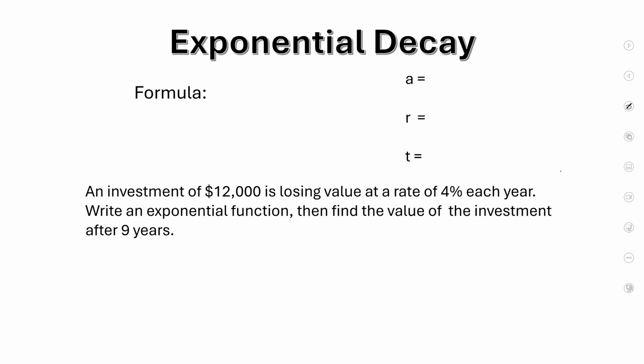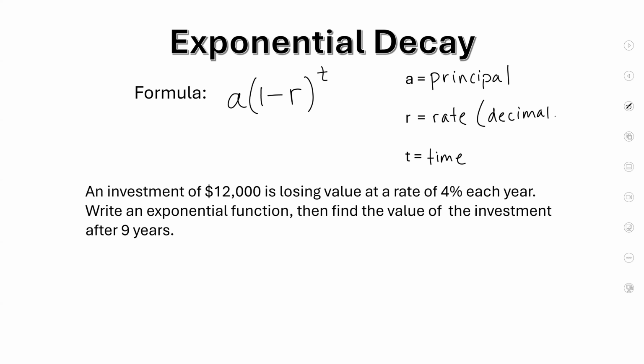Next, we're going to do exponential decay. This is the formula for decay. Notice we're subtracting the rate. A is still your principal amount. That is what you start off with. And remember, your rate always needs to be in a decimal form whenever you put it in the formula. So guys, go ahead and try this. Plug in your values and figure out how much your investment is worth after 9 years.